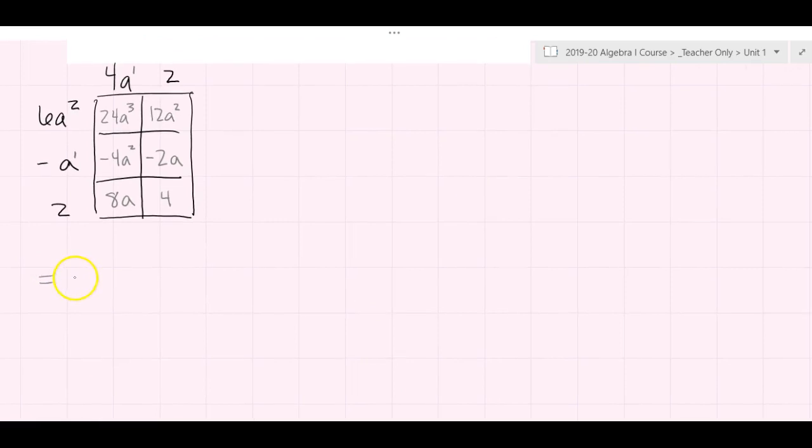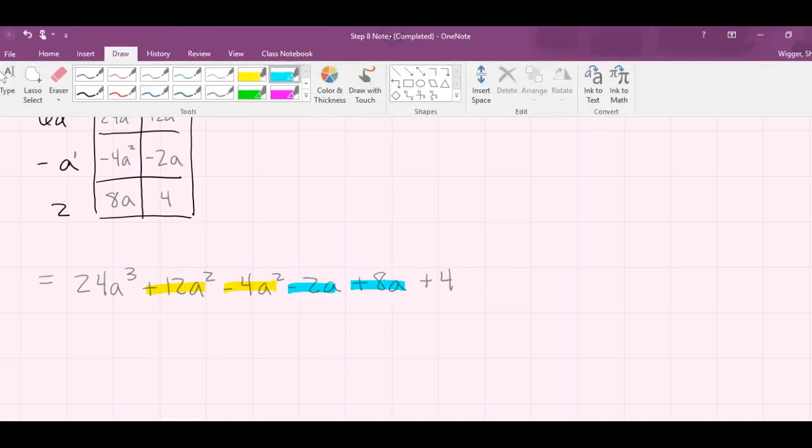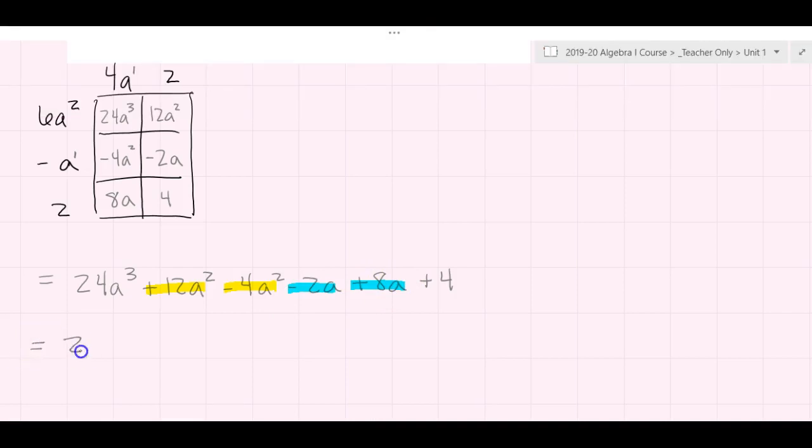Pull them all out and combine like terms. Squared and a squared, a and a. 12 minus 4 is 8. -2 plus 8 is 6. And we're simplified.